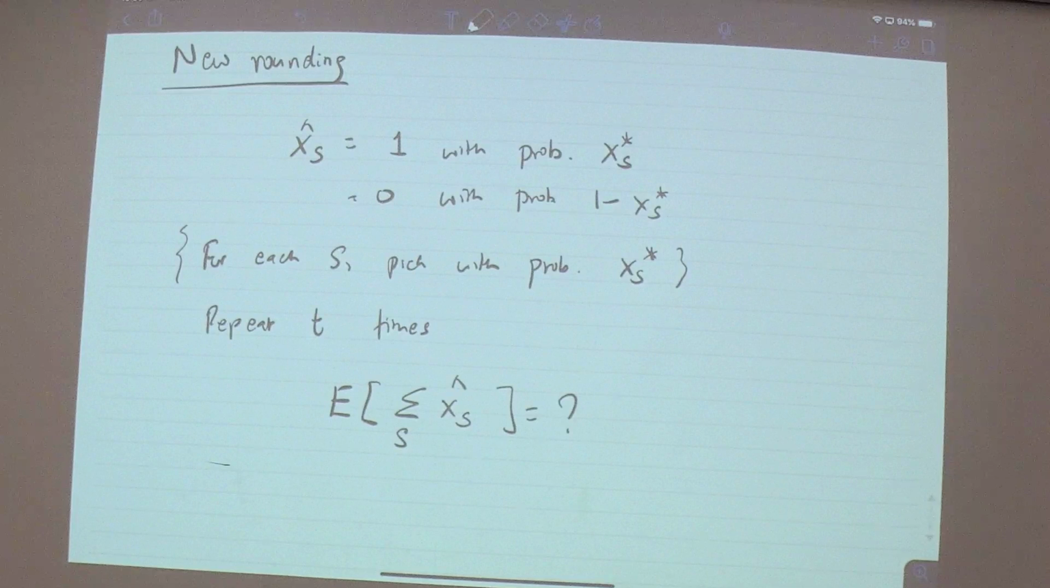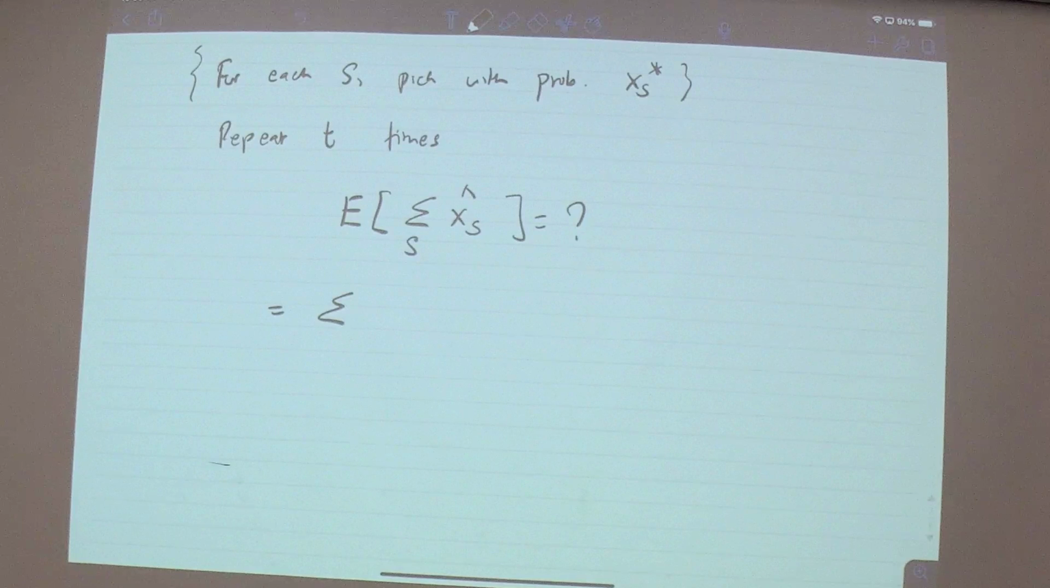So the expectation, as we discussed previously in my first attempt to answer, the expectation of the sum of X_S hat. Okay. First of all, let's think through this carefully. We know that expectation is linear. So this is equal to the sum of the expected value of X_S hat over all S. Okay, that's step one. That's good.